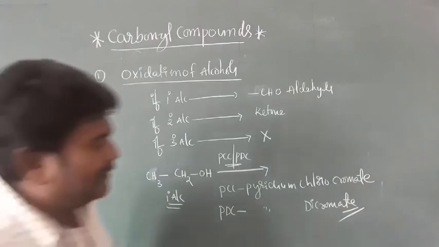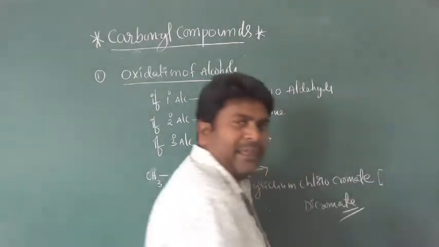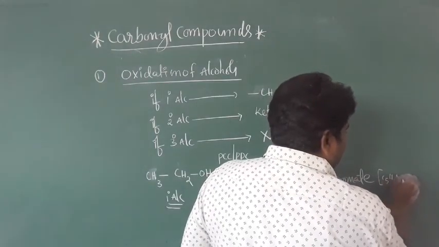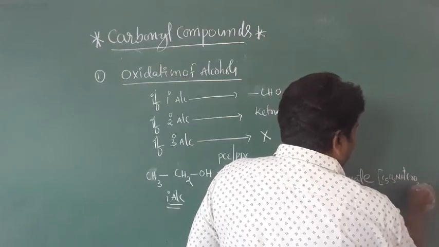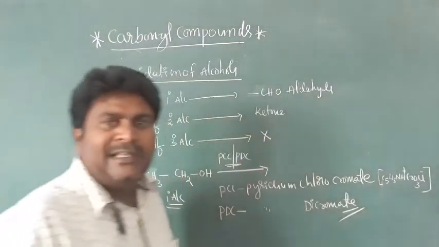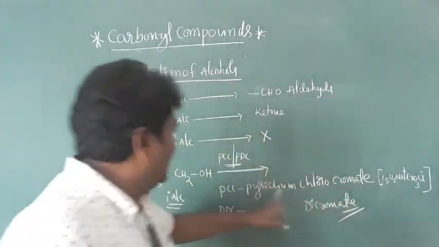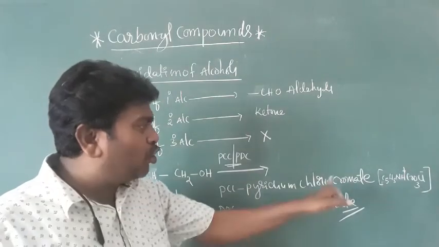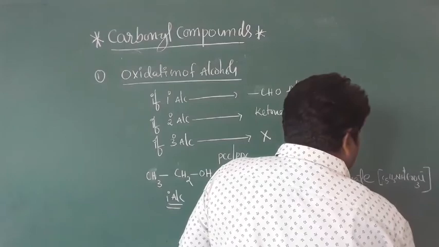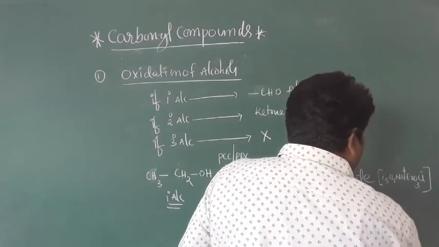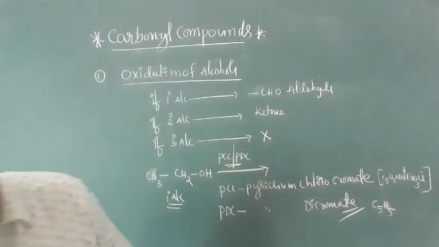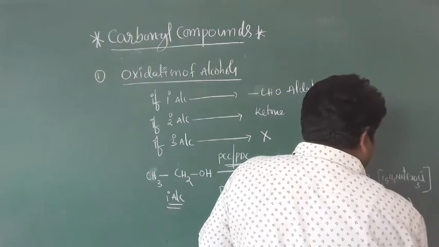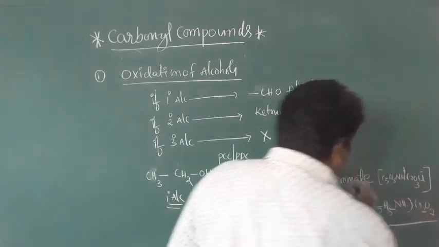This is the structure of PCC, pyridinium chlorochromate: C5H5NH plus and CrO3Cl minus. PDC, pyridinium dichromate, is (C5H5NH)2 Cr2O7. You have to remember.